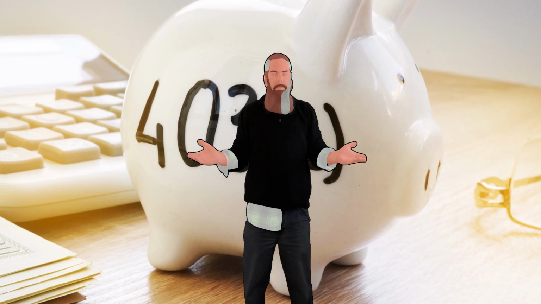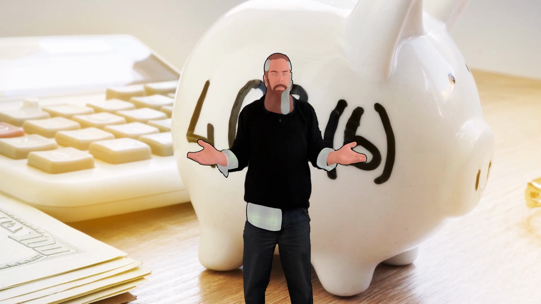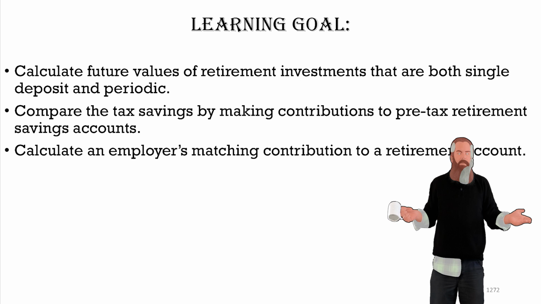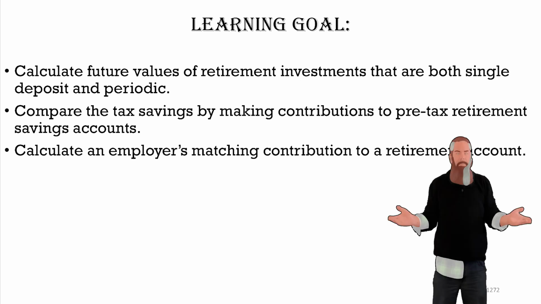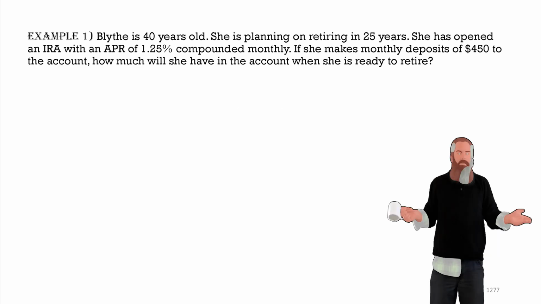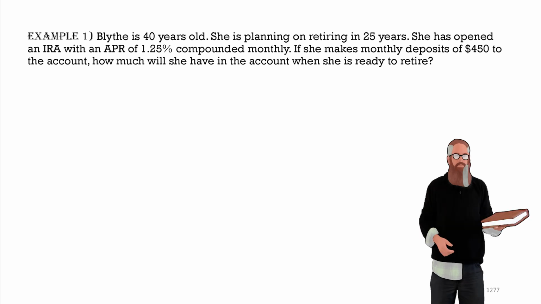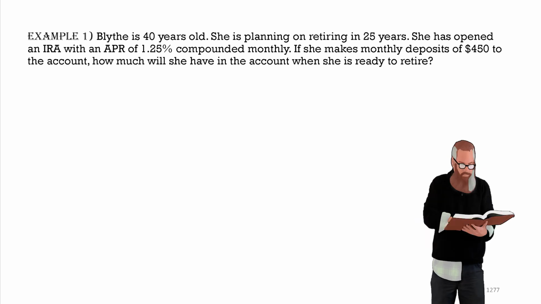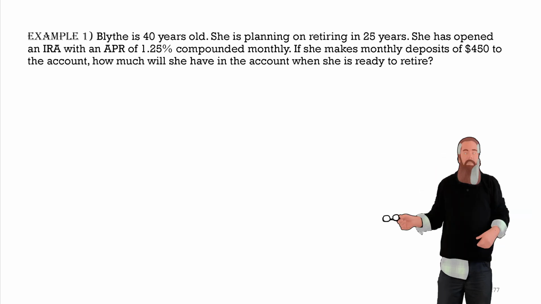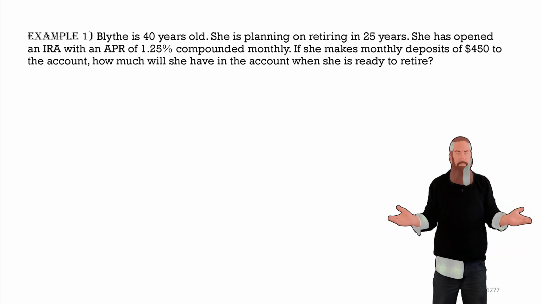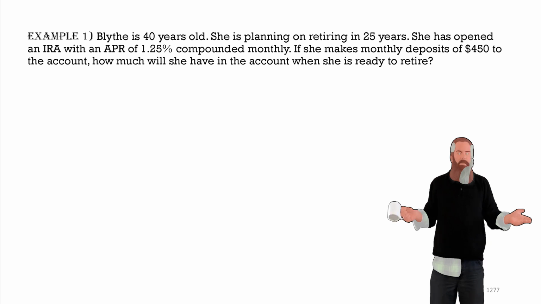A 403b plan is a tax-deferred retirement savings program for employees of educational institutions and some nonprofit organizations. Let's start by calculating the future value of a retirement investment that has periodic deposits. Blythe is a 40-year-old. She is planning on retiring in 25 years. She has opened an IRA with an APR of 1.25%, compounded monthly. If she makes monthly deposits of $450 to the account, how much will she have in the account when she's ready to retire?